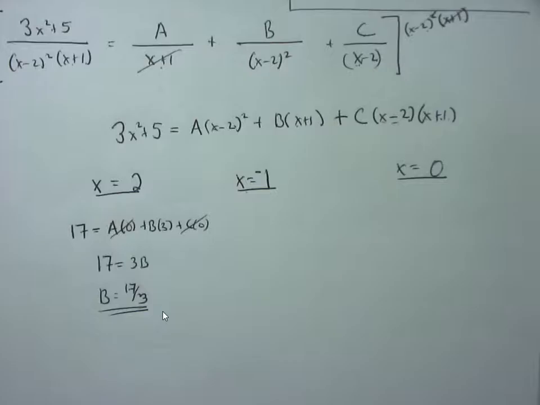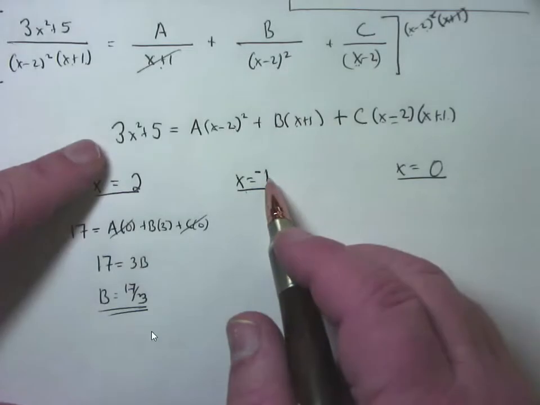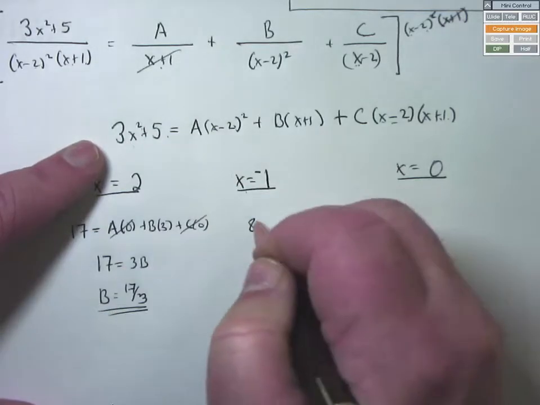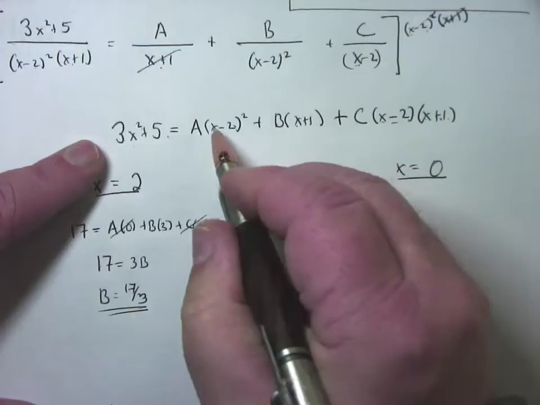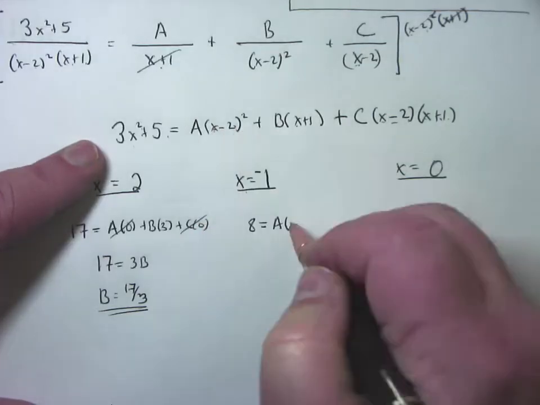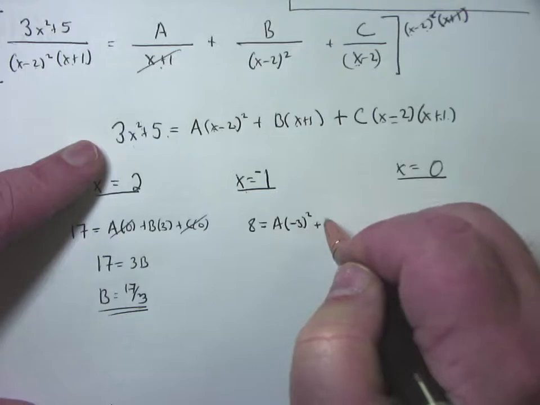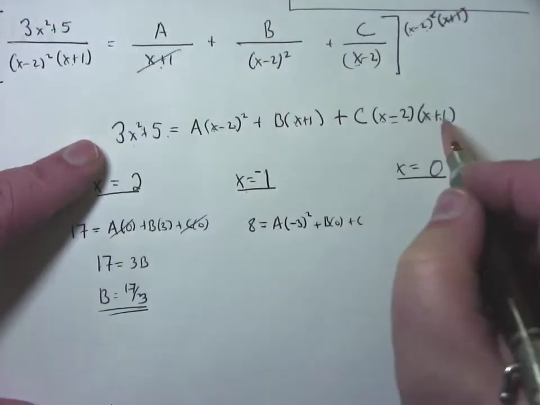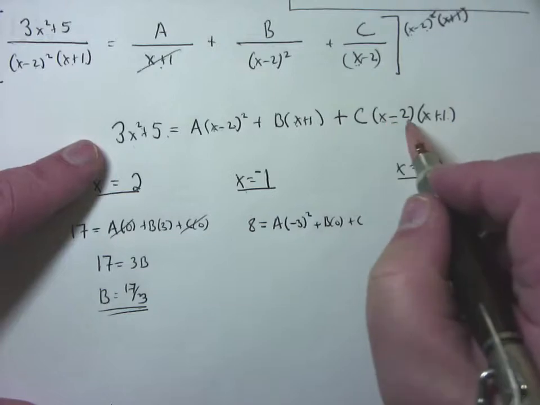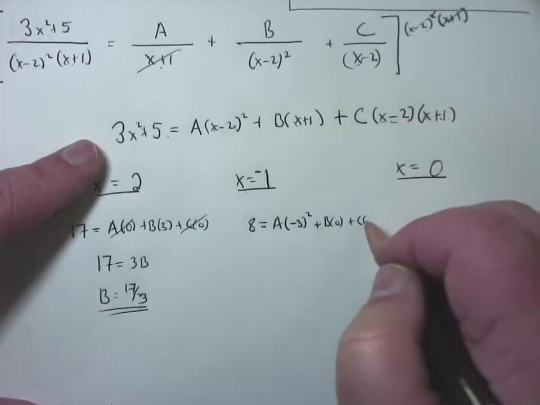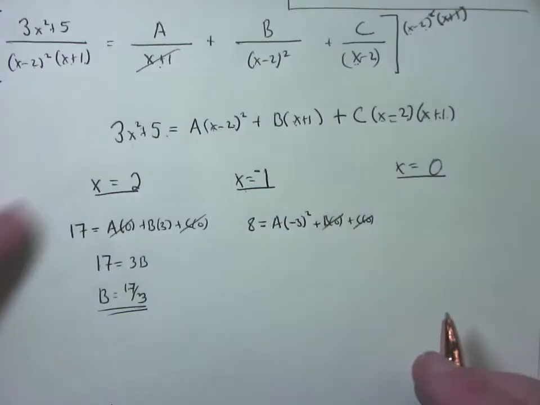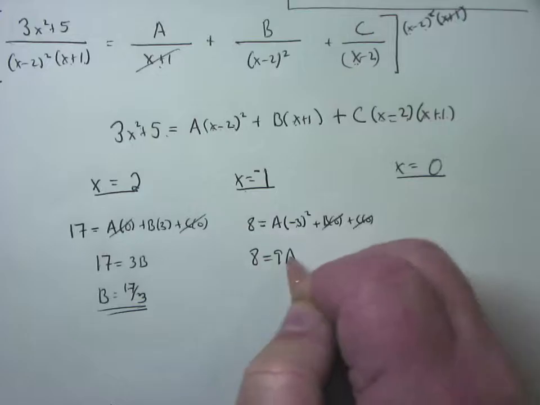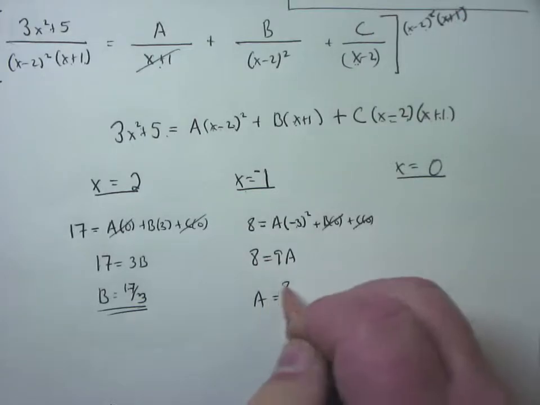x equals -1, plugging it in. It's an annihilator, so that will solve for one of my letters. -1 squared is 1, times 3 is 3, plus 5 is 8, is equal to a times -1 minus 2 is -3 squared, plus b times -1 plus 1 is 0, plus c times -1 plus 1 is 0, times -1 minus 2 is -3, but 0 times -3 is still 0. So this time the b and the c are gone. But be careful, -3 squared is 9, so I get 8 equals 9a. So a is equal to 8 ninths.